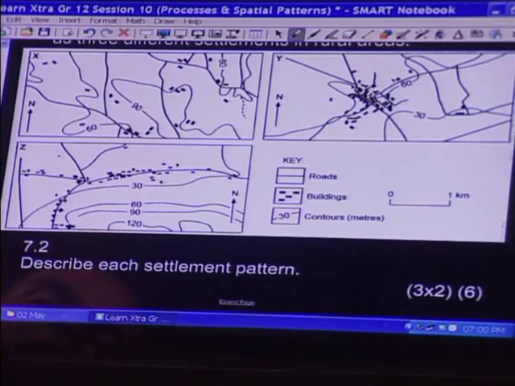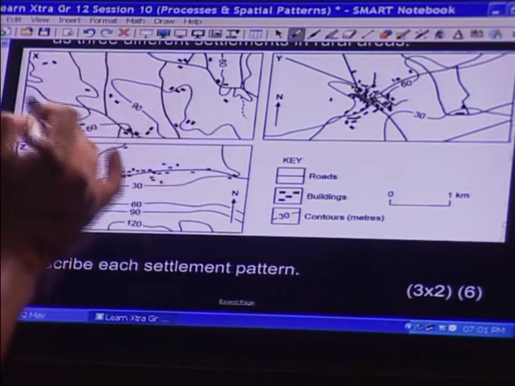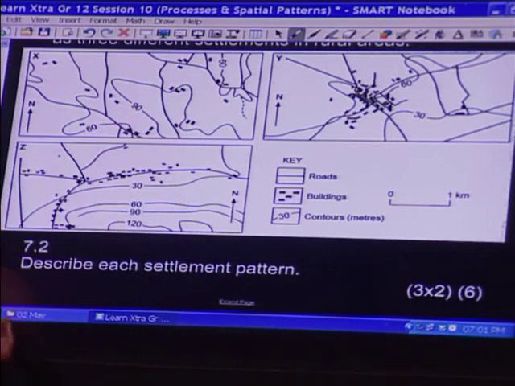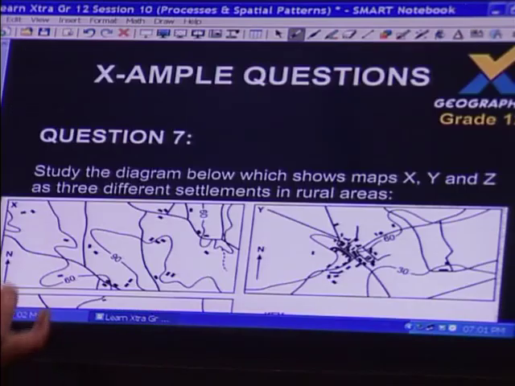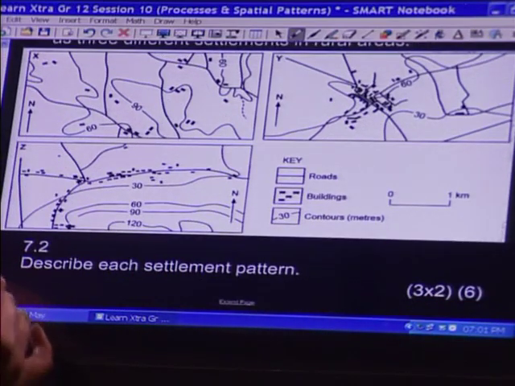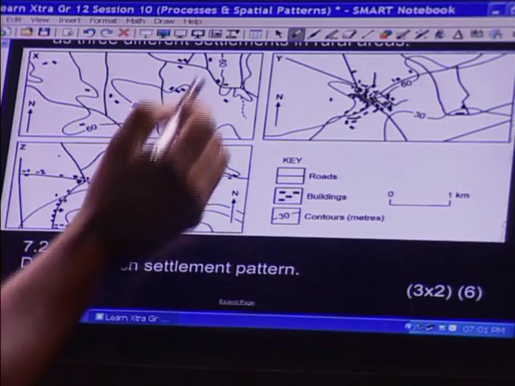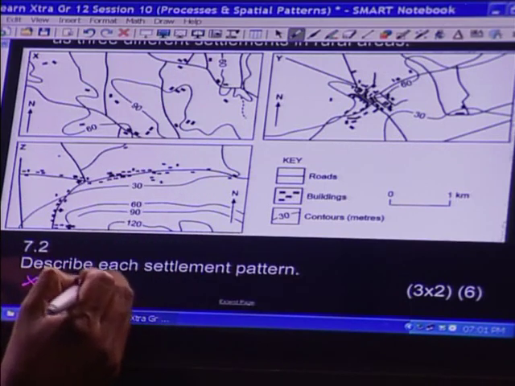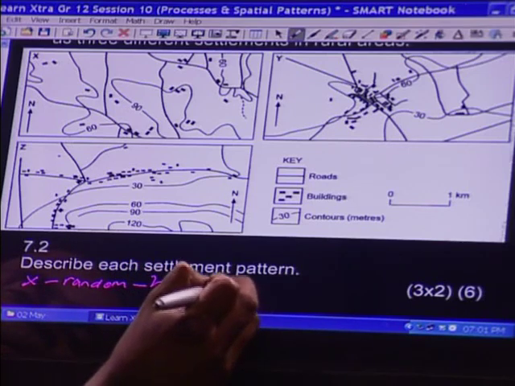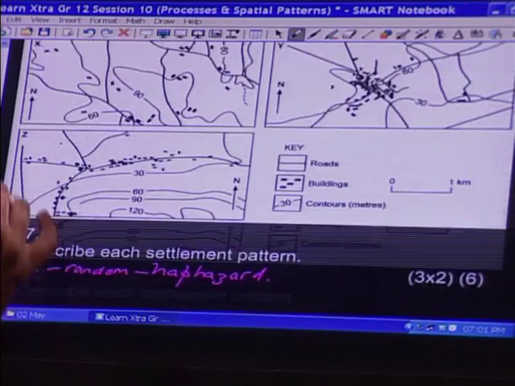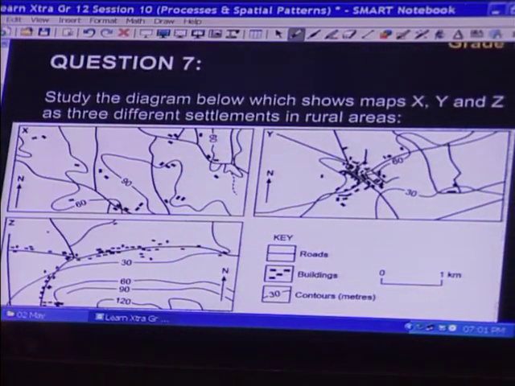Describe each settlement pattern. Here, the examiners are looking for your ability to use different terms to explain from the diagram what you see. Note in diagram X, we refer to it as, if we can go to the previous page, a random dispersed. What is another way of describing a random dispersed settlement? We could say that this random settlement occurs haphazardly. This is a good way to describe this particular settlement.